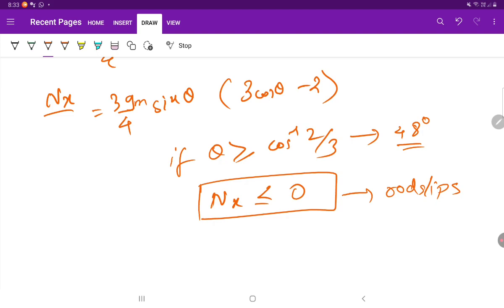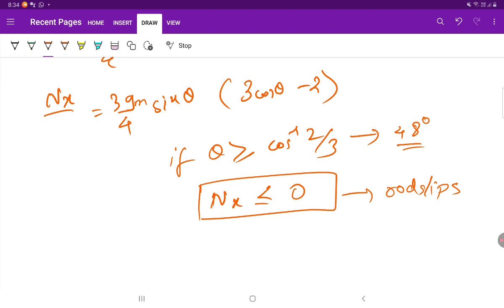So I can say that the rod slips when theta is greater than 48 degrees, or when theta reaches 48 degrees, it would not be stable and it will just skid away. So that's the answer. One thing you must know is that both the cases are not the same.